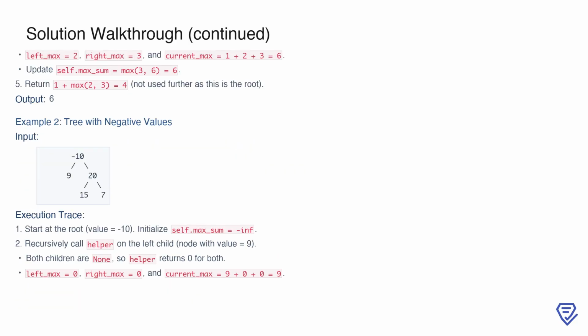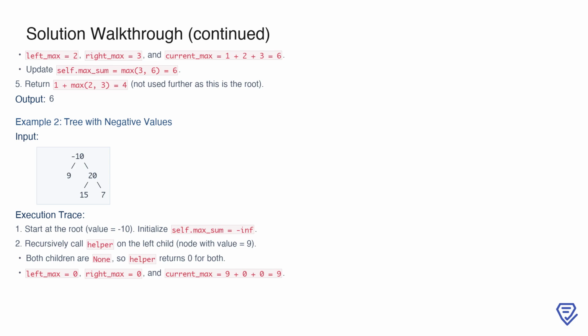Next, we calculate the maximum path sum at the root node, which is the node with value 1. Here, the left child contributes a maximum path sum of 2, and the right child contributes 3. Combining these with the value of the root node, we get current_max equals 1 plus 2 plus 3 equals 6. This becomes the new self.max_sum, as it is greater than the previous value of 3.